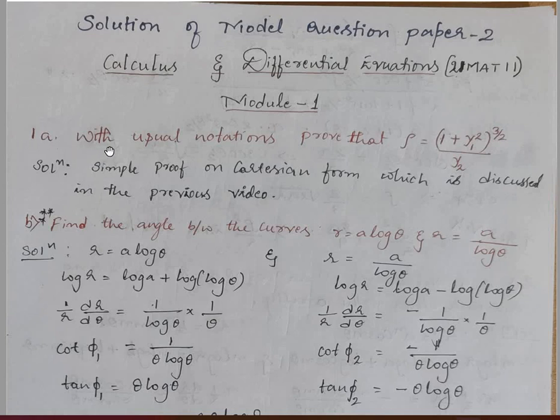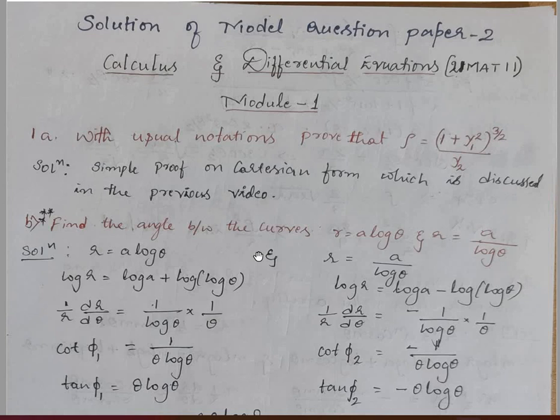Question number 1A is: with usual notation, prove that rho equals (1 plus y1 square) whole power 3 by 2 divided by y2. This is a simple proof in Cartesian form. You are required to find the radius of curvature in Cartesian form, which has been discussed in the previous video, so the content has already been given. I am going to give the link in the description. Go through that link and thoroughly go through this derivation.